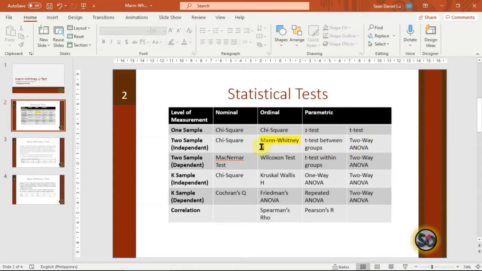The difference between the Mann Whitney U and the Wilcoxon test is that the Wilcoxon test is for dependent samples, two dependent samples, or matched pairs, while the Mann Whitney U is for two samples that are independent of each other. I'll show you how to do this, so let's get started.